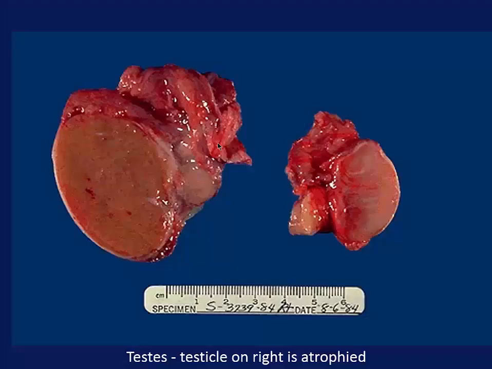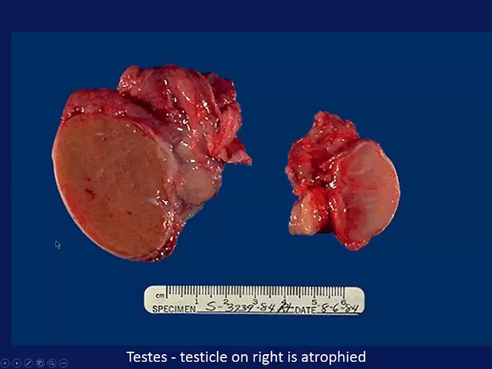This is an interesting situation here where we have a set of testicles from the same individual. The one on the left here is a normal sized testicle, and the one on the right has obviously reduced in size. And my question normally is, what do you expect is happening here? That is, to this testicle on the right. As it says here, the testicle on the right is atrophied.